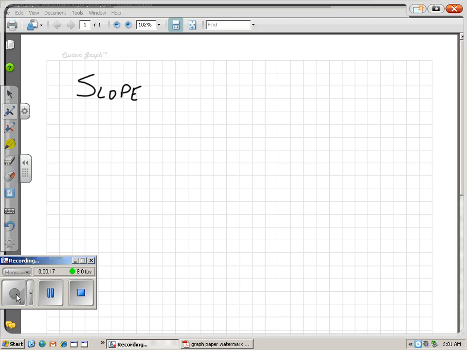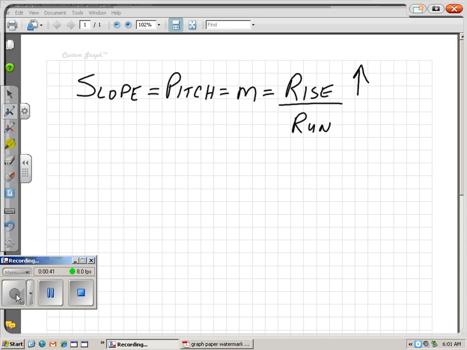First of all, let's talk about what is slope. Slope is sometimes called pitch in construction. It's called lots of names. In math, we use a lowercase m to denote slope, and all it is is how much something rises compared to how much it runs. Rise is how much something goes up in the air, like a balloon rises in the air, compared to how far it goes over. So it's rise over run, how many steps it goes up compared to how many steps it goes over.